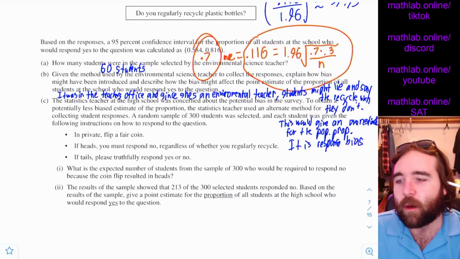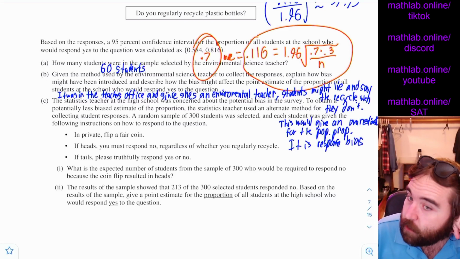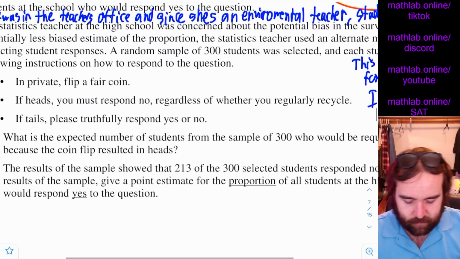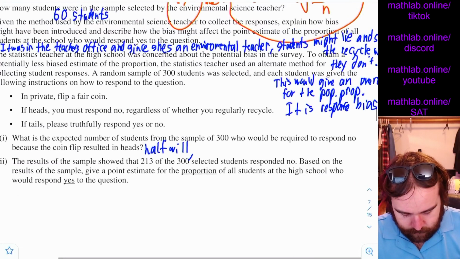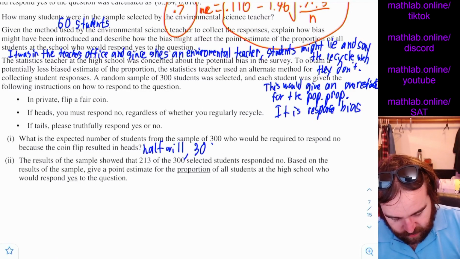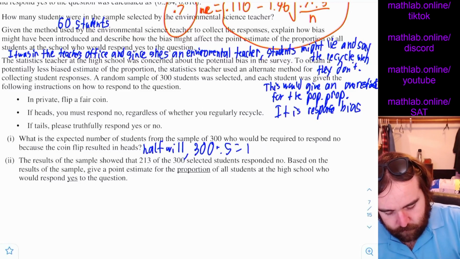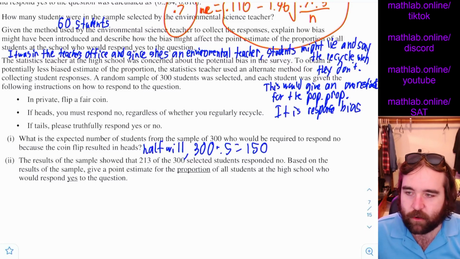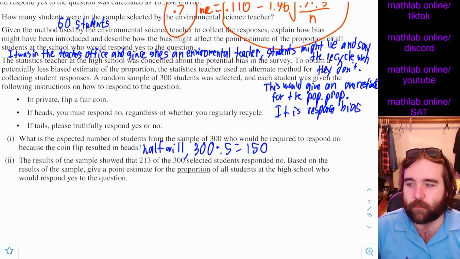What is the expected number of students from the sample of 300 who would be required to respond no because the result was heads? Okay, so that's simple enough. We say half will. 300 times 0.5 is 150. Right, so the idea that they're going for here is that you'd feel more comfortable saying no because you know half the people are going to say no no matter what.